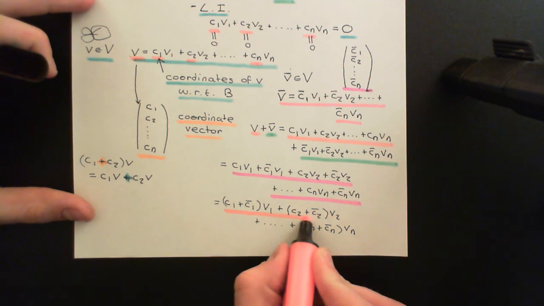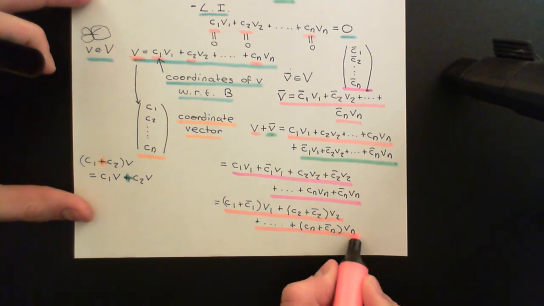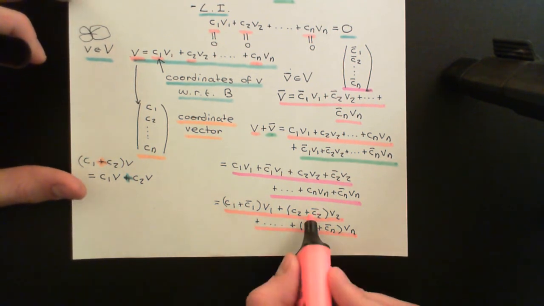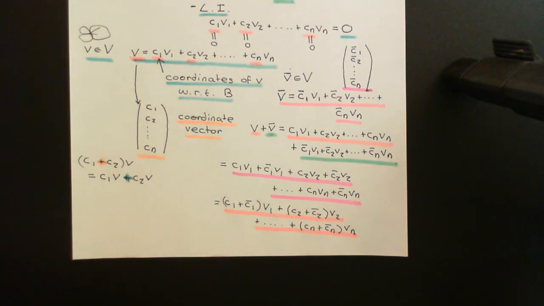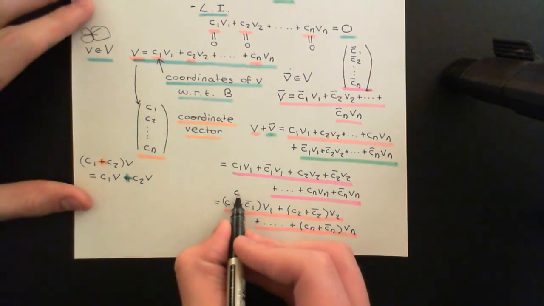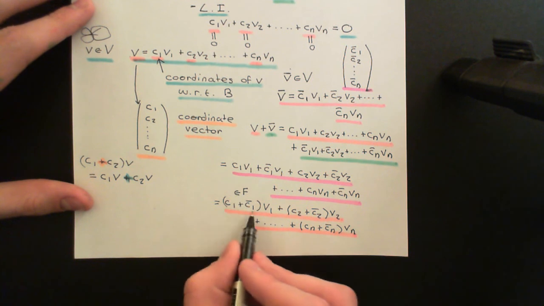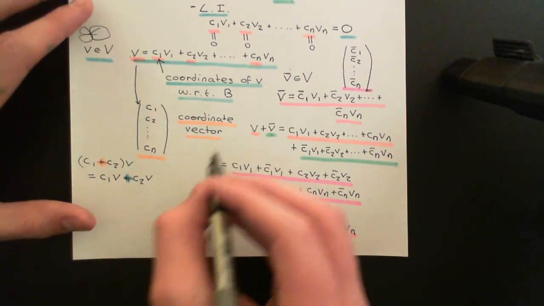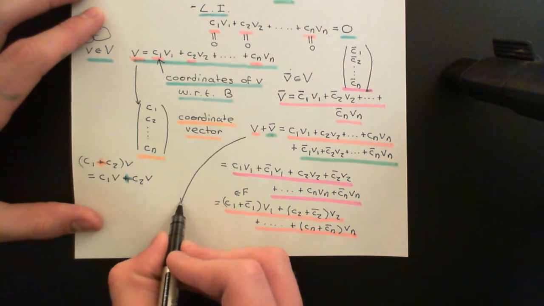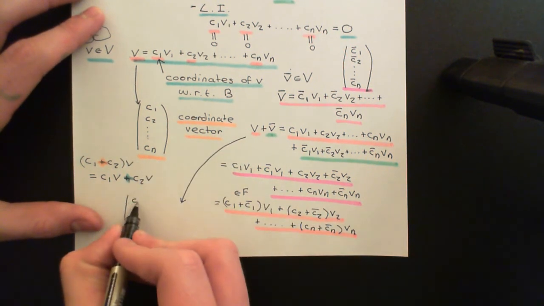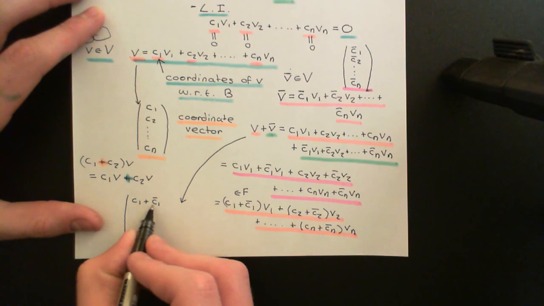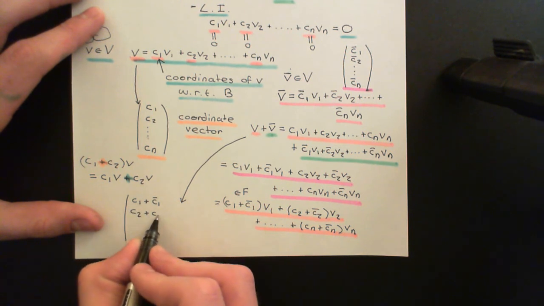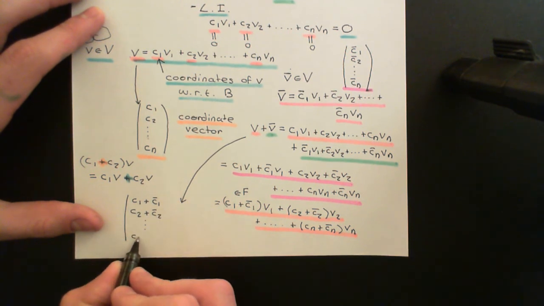So we've now got the coordinates of the answer to v plus v bar, because we have it as a linear combination of the basis vectors. All of these things here, c1 plus c1 bar, that's just some element of the field. When we add two elements of the field together, we just get another element of the field, and the same for all of these other coefficients. So that tells us that the coordinate vector for v plus v bar is just going to be c1 plus c1 bar, where this is addition in the field, c2 plus c2 bar, all the way down to cn plus cn bar.